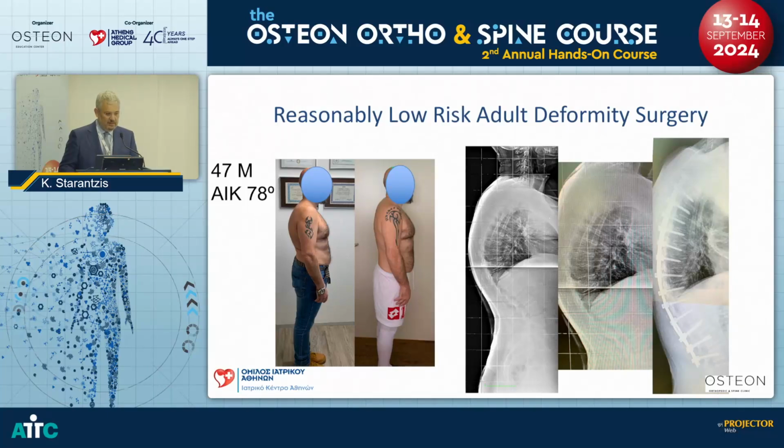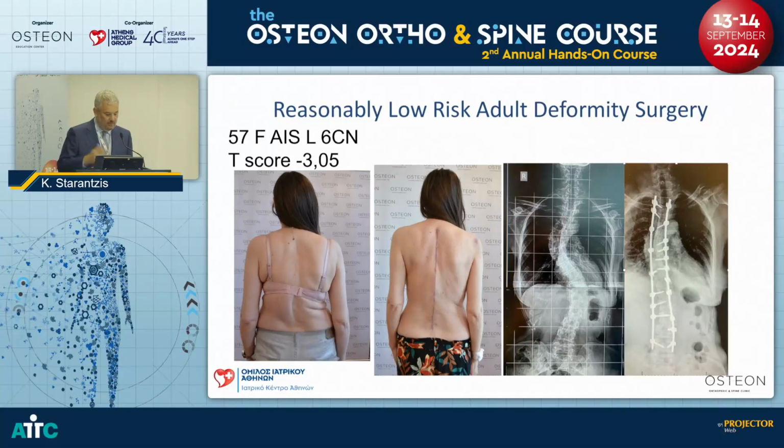So when we talk about adult deformity surgery and risk stratification, we're not talking about the reasonably low risk adult deformity surgery, like this guy who is 47 and decided to deal with his idiopathic kyphosis at a later age, or this lady who is 57 and has an adolescent idiopathic scoliosis left untreated, and despite the fact she has osteoporosis, I think this kind of surgery is reasonably low risk, or, you know, straightforward.